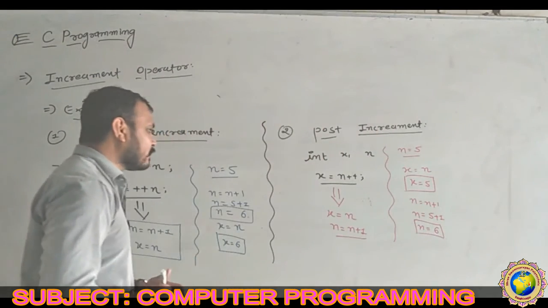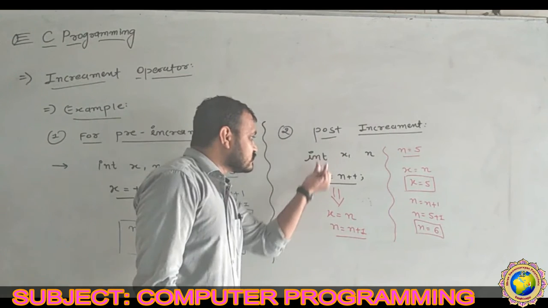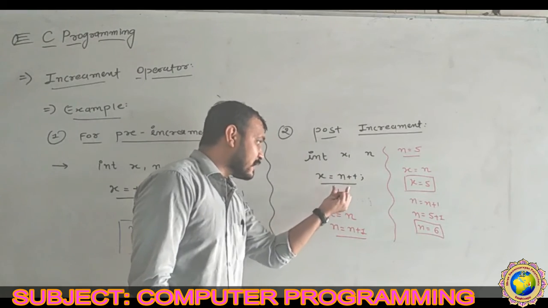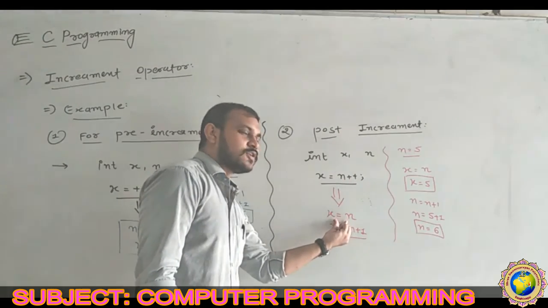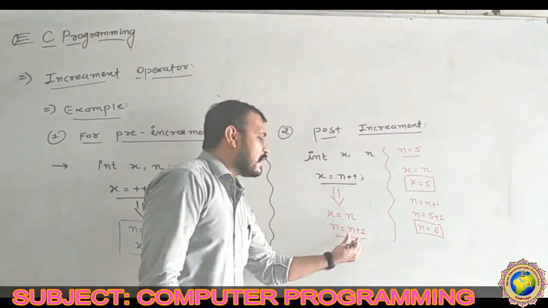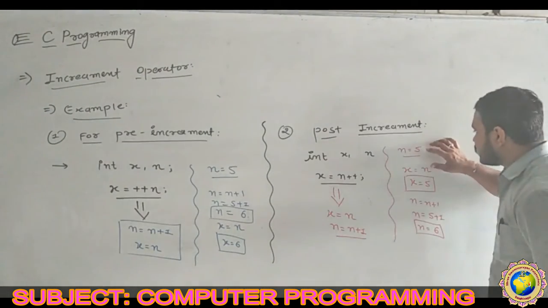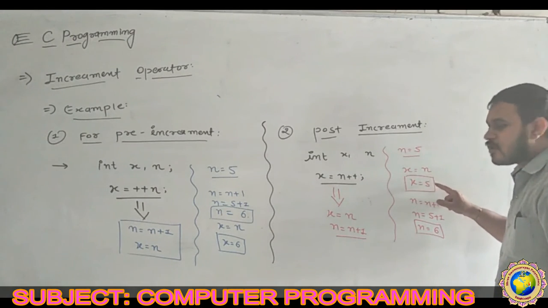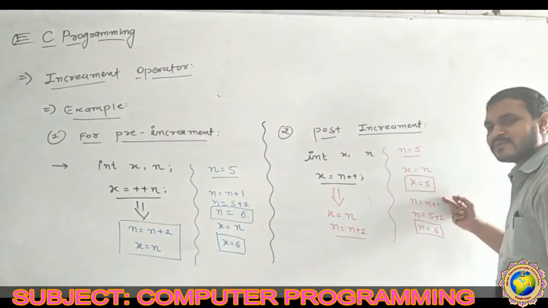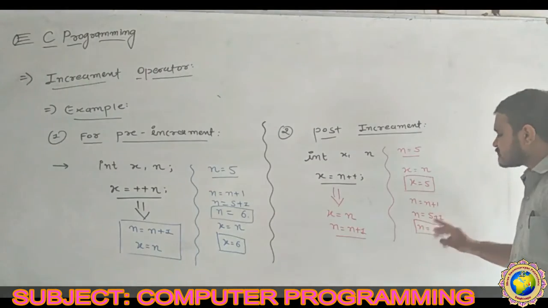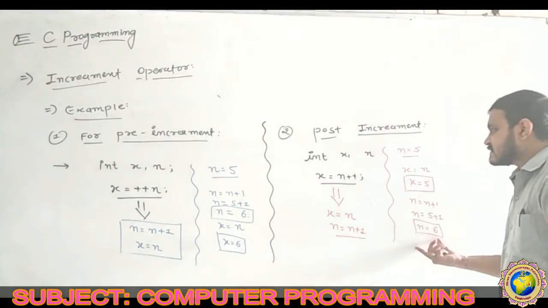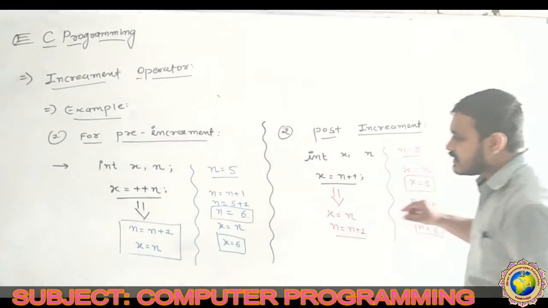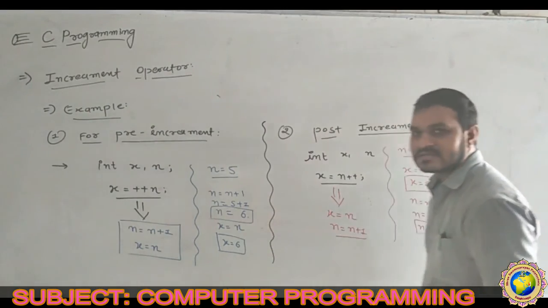So here you can see when you use the post-increment, it means when you type double plus after the particular variable, first the value is assigned to the variable, then the value is incremented by 1. So when n is 5, then x is equal to n, it means the value of x is 5, then n is incremented by 1, n is equal to 5 plus 1, that is n is equal to 6. You can see here that x is equal to 5 and n is equal to 6, and in the pre-increment case, n is equal to 6 and x is equal to 6.